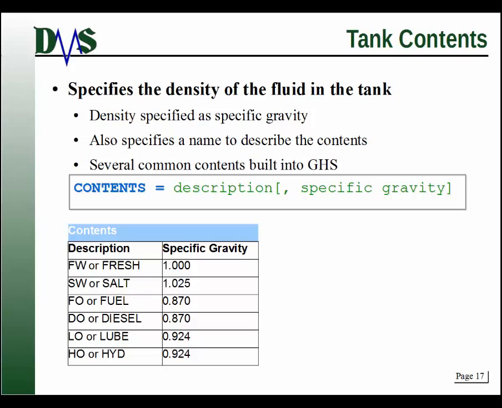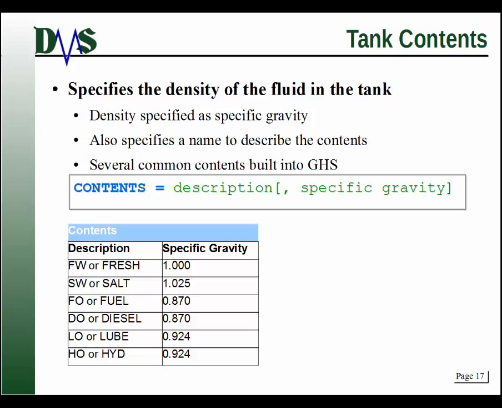And you give it a name, and then also its density, which is specified as specific gravity. So here's a list. You have a table here. These are all the built-in contents. These are the contents GHS already knows about. You don't have to tell it the specific gravity. You just have to tell it the name, and GHS automatically knows the specific gravity. So you've got FW for freshwater, SW for saltwater, FO for fuel, DO for diesel, LO for lube oil, and HO for hydraulic oil.